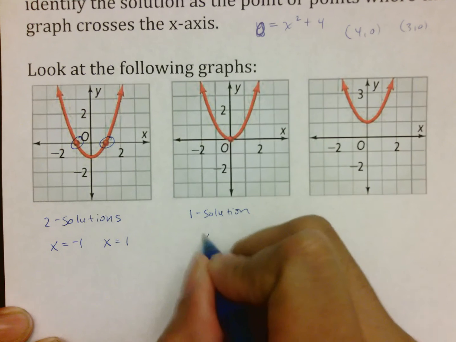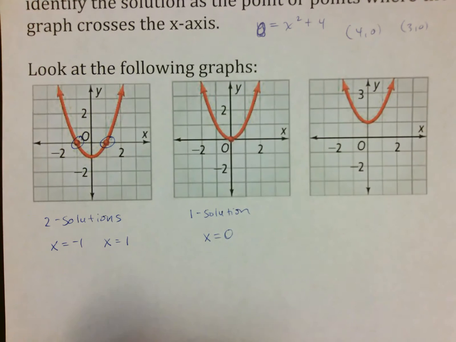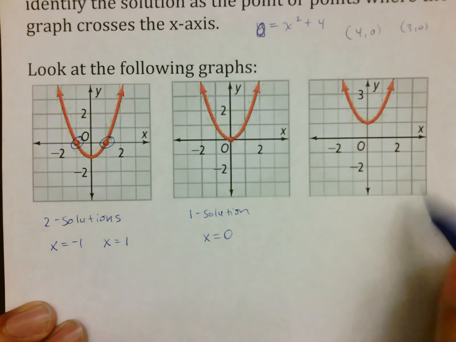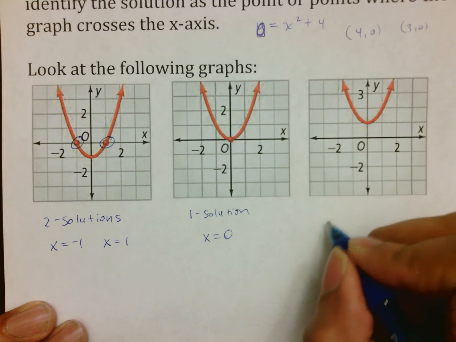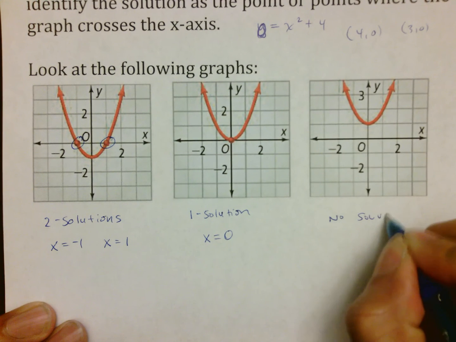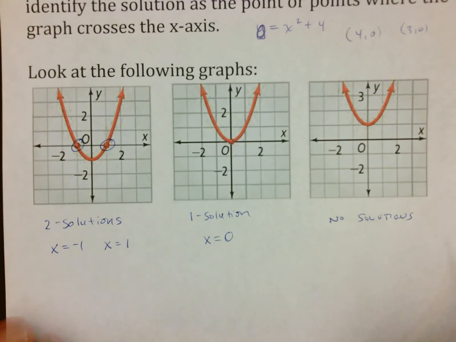And the solution for this is x equals 0. Again, it only crosses at one spot, so therefore the answer is x equals 0. There can't be anything else. And if you look at the third graph, it does not touch the x-axis, so there are no solutions.